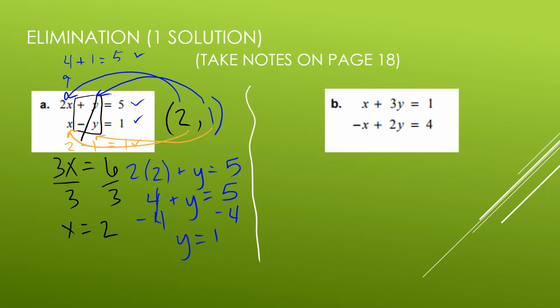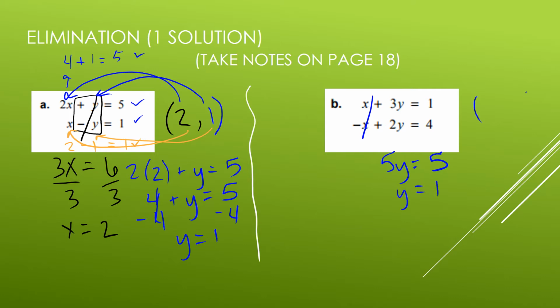Now I want you to pause the video and you try B on your own, and then come back and watch me work it when you're ready. Okay, hopefully you knew to cancel the x's this time instead of the y's because they match up perfectly. One's positive, one's negative. So when I add straight down, I'll have 5y equals 5. So this would give me y equals 1.